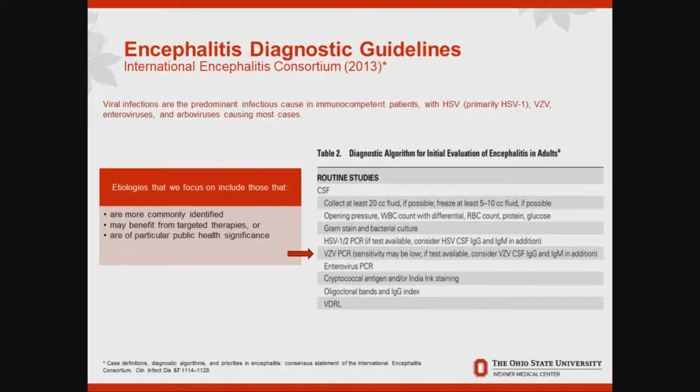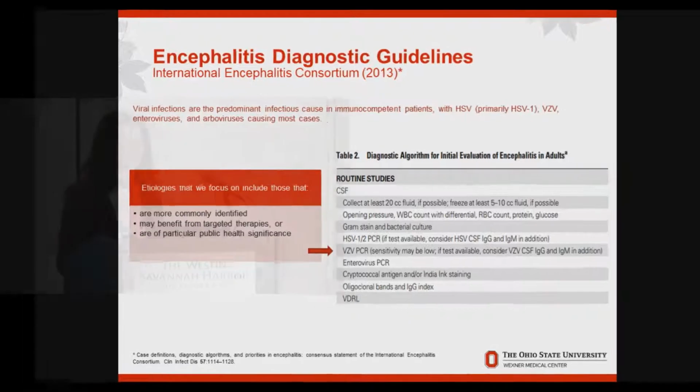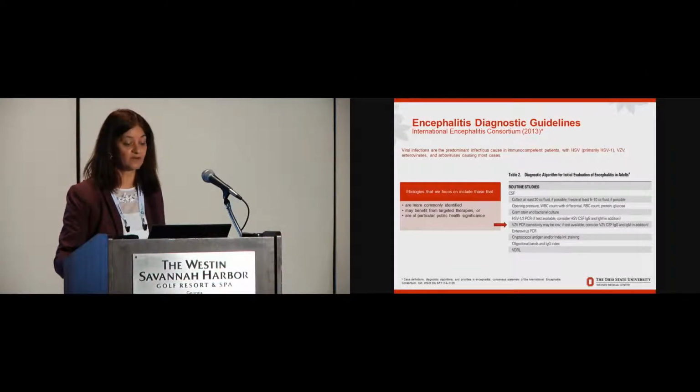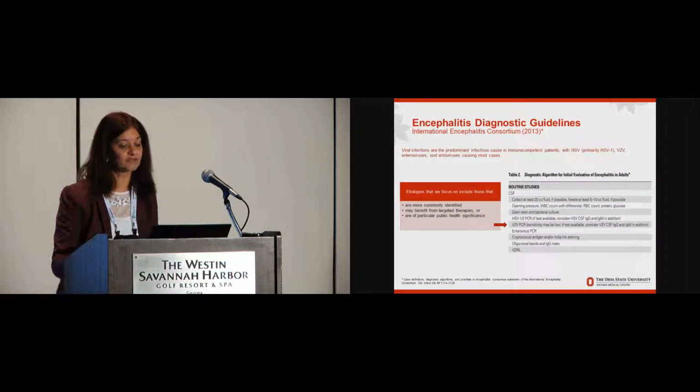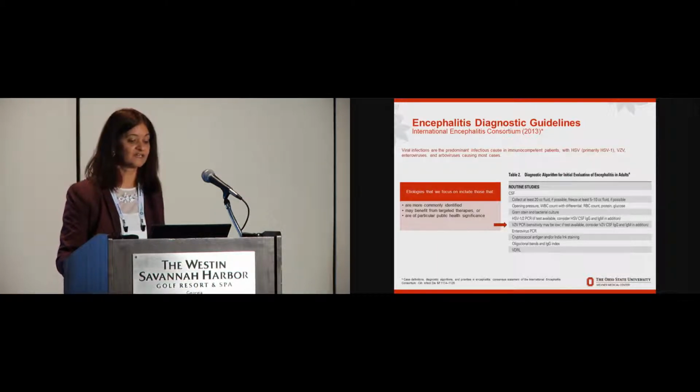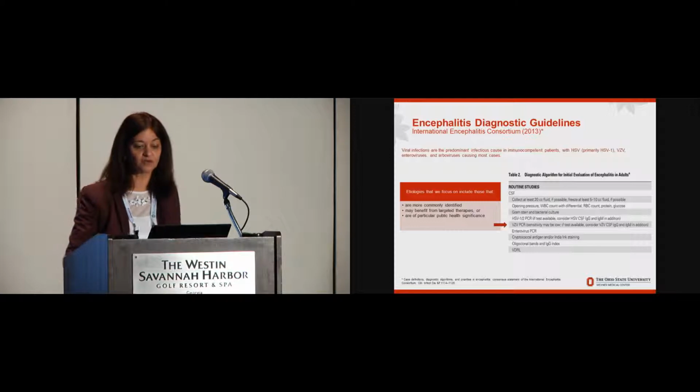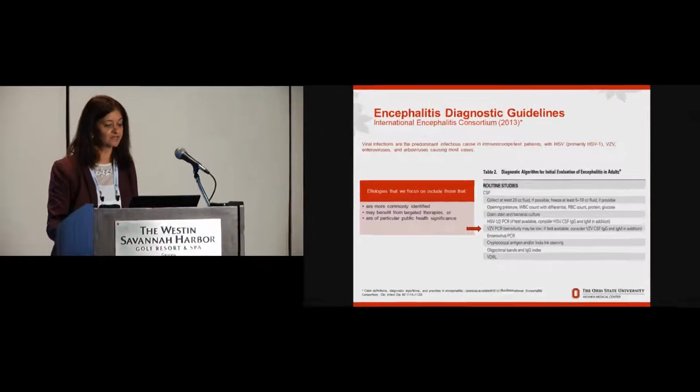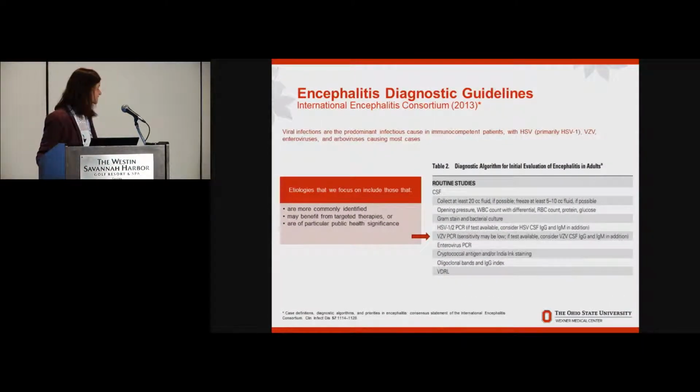So in terms of encephalitis, we know that there are some viruses that are very prominently displayed in encephalitis syndrome. And with these international guidelines consortium, they list some of the common ones again as HSV, VZV, enterovirus, and arboviruses. You'll see a common theme in the more frequently encountered viruses.